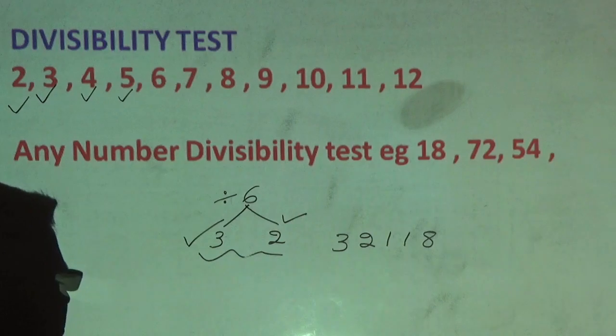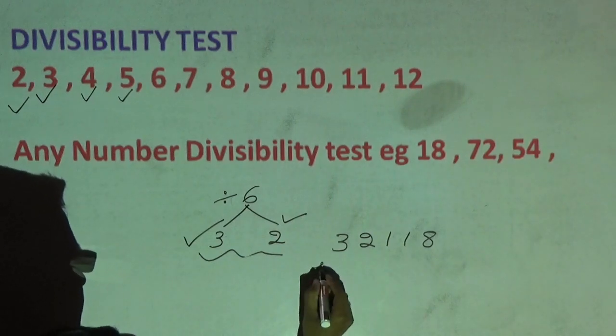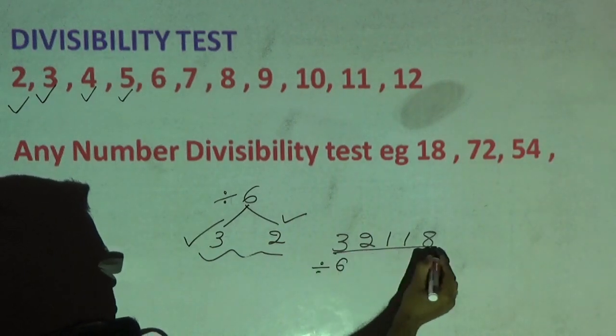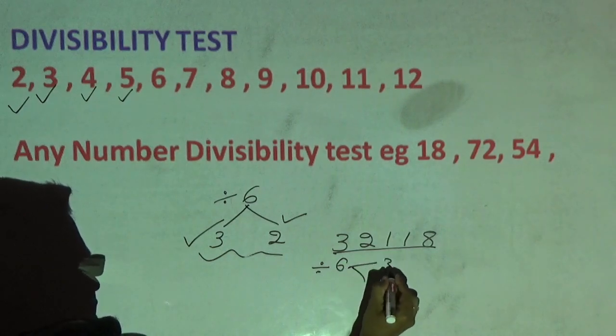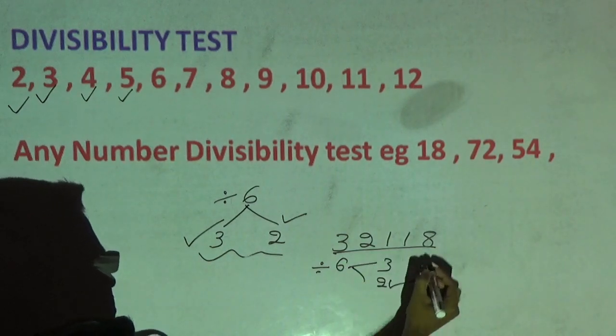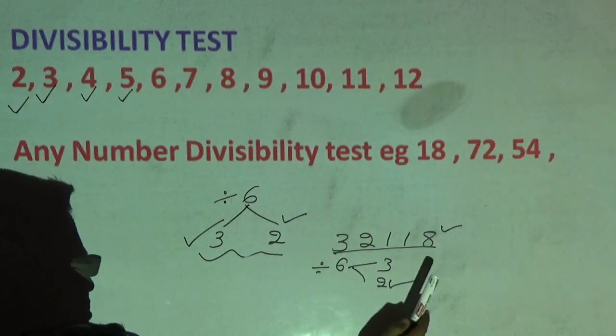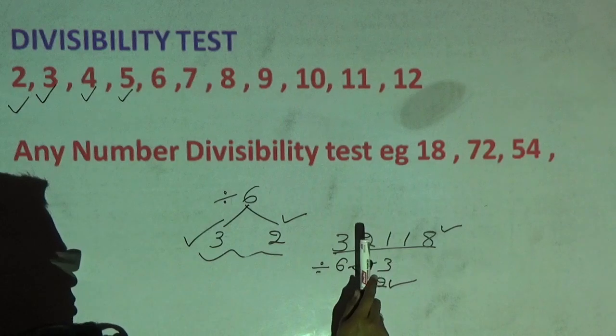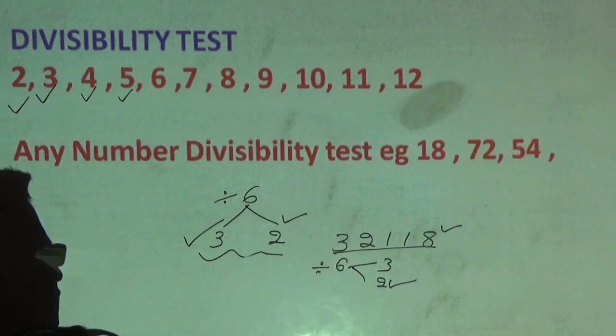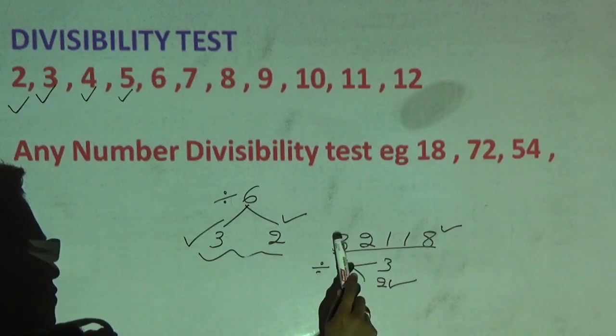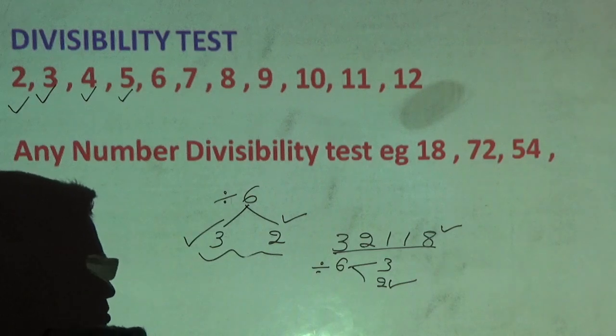So, what does the rule say? If a number should be divisible by 6, then this number should be divisible by both 3 and 2. Definitely it is divisible by 2. Now I want to check whether the number is divisible by 3 or not. How to check? I already told, add all the digits. 8 plus 9, 10, 12. 12 plus 3 is what? 15. 8, 9, 10, 12, 15. So 15 is divisible by 3.